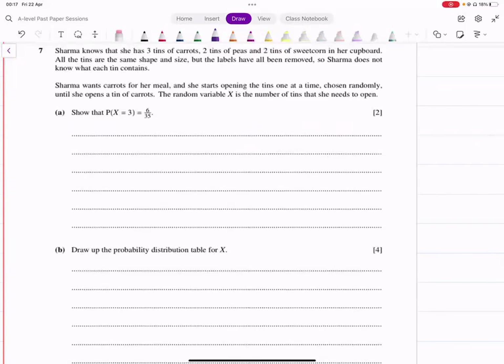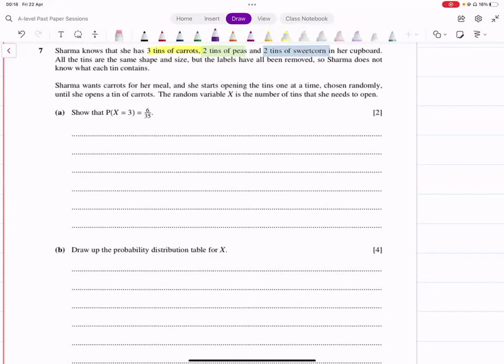Now we've got question number 7. Sharma knows that she has 3 tins of carrots, 2 tins of peas, and 2 tins of sweet corn in her cupboard. All the tins are the same shape and size, but the labels have all been removed. So Sharma does not know what each tin contains. Okay, so we've got 3 tins of carrots and 2 tins of peas. And then we have 2 tins of sweet corn.